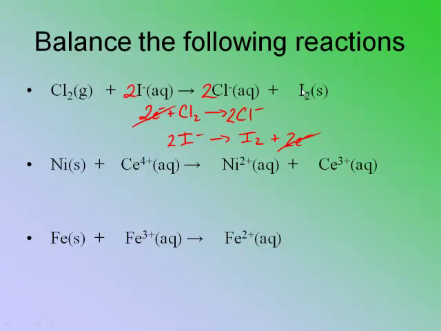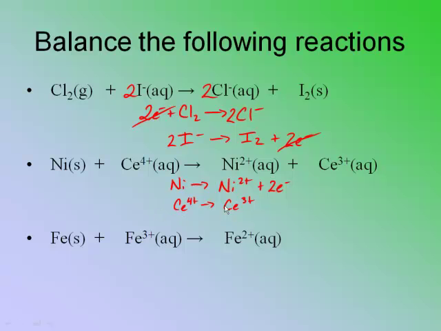Now let's do the second one. Again, split it into your two half reactions. Okay, luckily my atom numbers are the same here, but my charge is not. So I have a 0 on the left, I have a plus 2 on the right, and the only way to get from a 0 to a plus 2 is to lose 2 electrons.